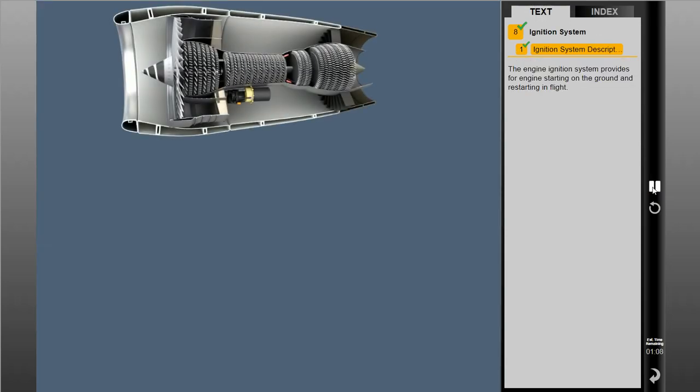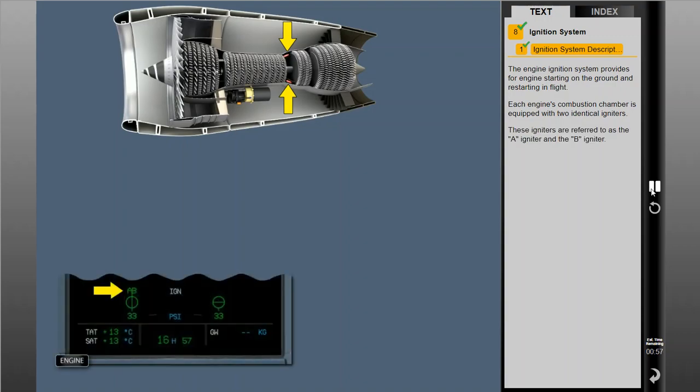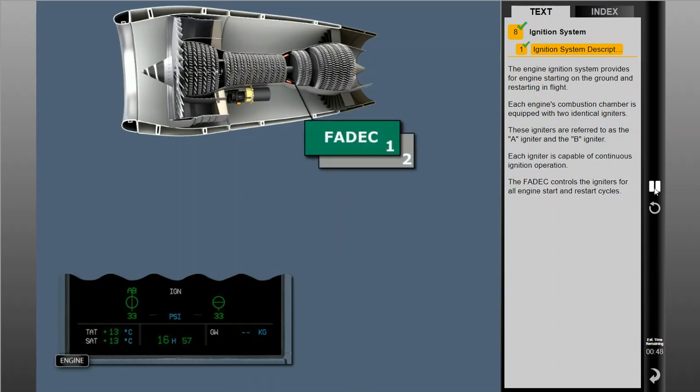The engine ignition system provides for engine starting on the ground and restarting in flight. Each engine's combustion chamber is equipped with two identical igniters. These igniters are referred to as the A igniter and the B igniter. Each igniter is capable of continuous ignition operation. The FADEC controls the igniters for all engine start and restart cycles. FADEC uses a single igniter for automatic ground starts and alternates the two igniters for each start.